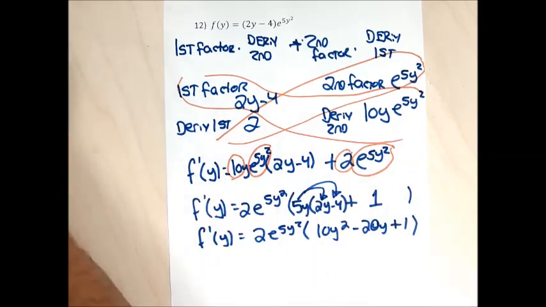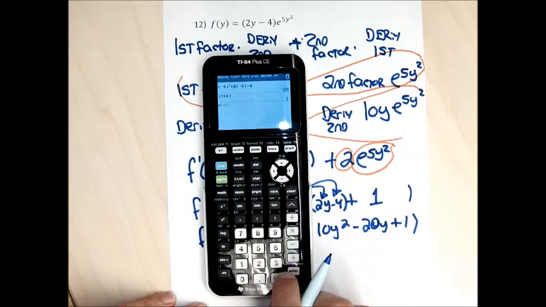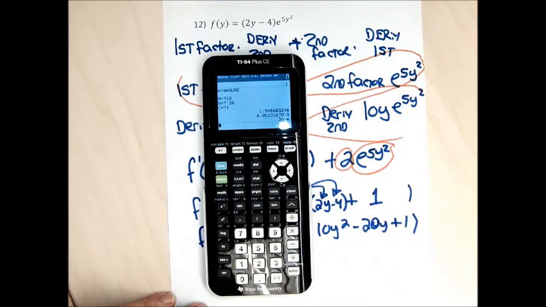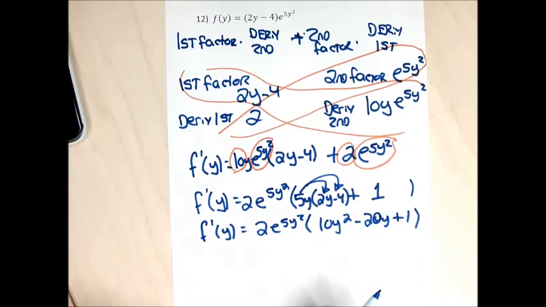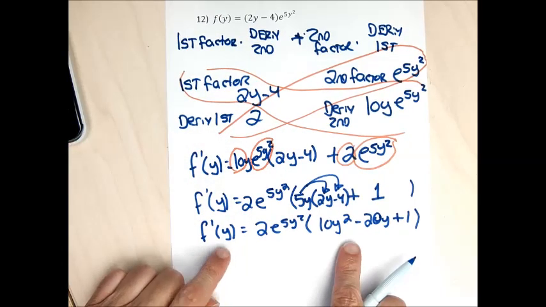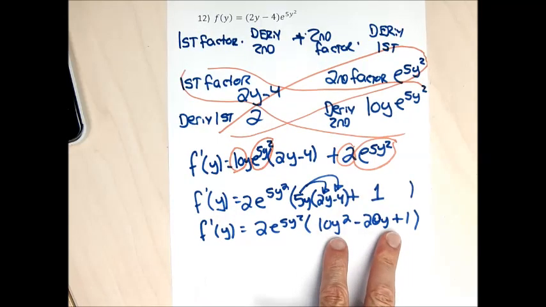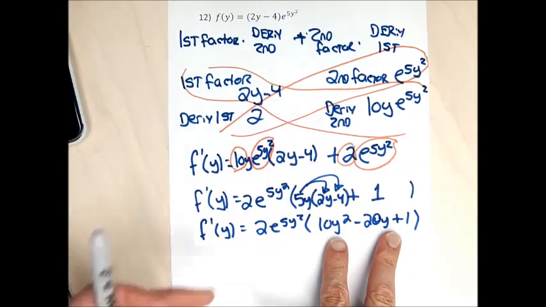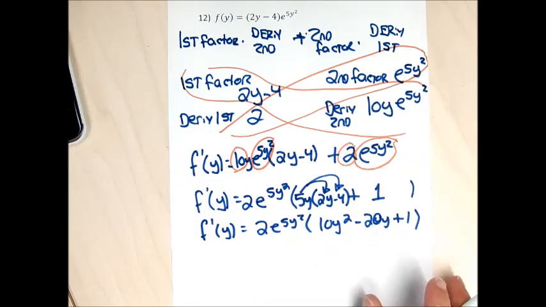I'm sure that's prime. I'm going to check real quickly. Do program quad, enter 10 for A, minus 20 for B, 1 for C. It has decimals, so it's prime. So this will be the best answer for problem 12. And now there is no common factor inside the parentheses of 2. If I had factored out the 2 earlier, I'd get to the same answer. My work would look a little bit different.